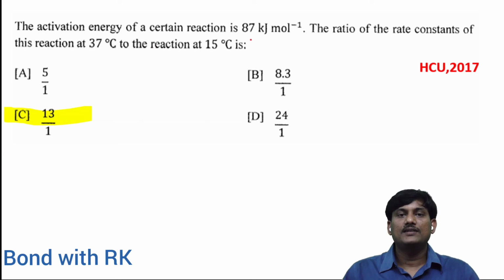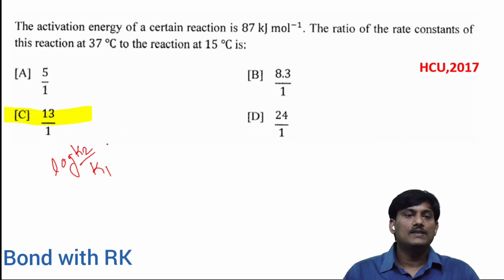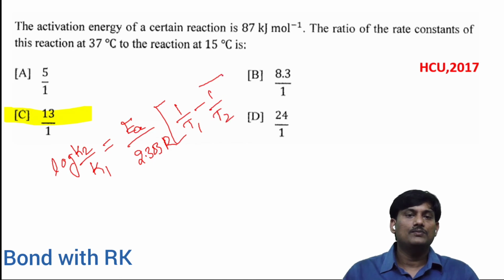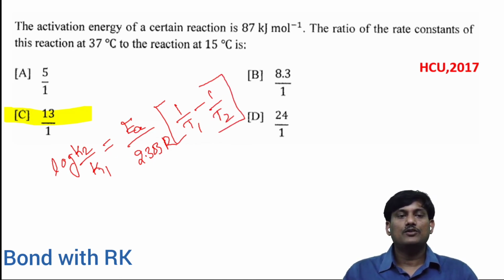Activation energy of a certain reaction is 87 kilojoule mole inverse. The ratio of the rate constants of this reaction at 37 degrees centigrade to the reaction at 15 degrees centigrade is... We know the Arrhenius equation at two different temperatures. This is the equation: log K2 by K1 is equal to Ea by 2.303 R into (1 by T1 minus 1 by T2). So this is the relation between rate constants at two different temperatures.